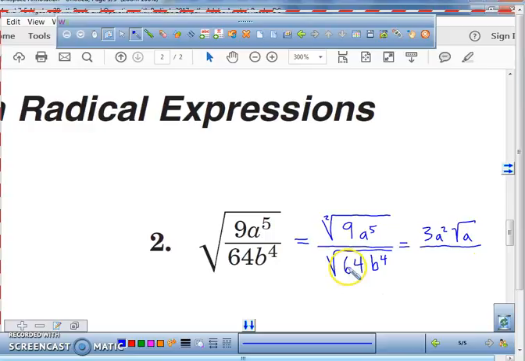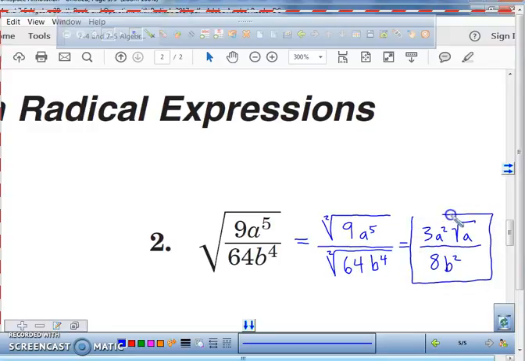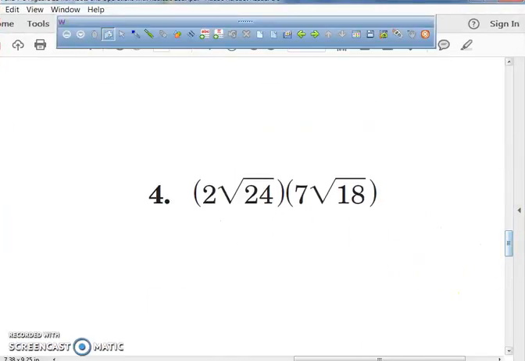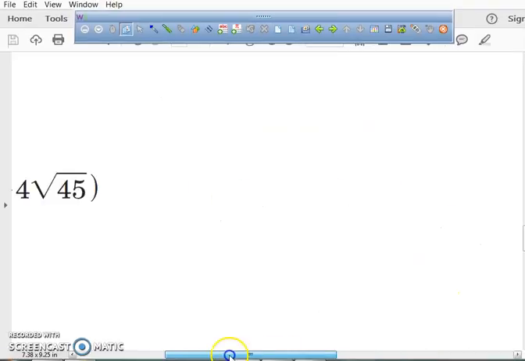In the denominator, what's the square root of 64? 8. And if our index is a 2, 2 goes into 4 how many times? 2. And this is our final answer. Why do we not need any absolute value bars, even though we had an even index? Because with our variables, we had even exponents. We didn't have an odd exponent. We had even. Good now. That's your final answer.